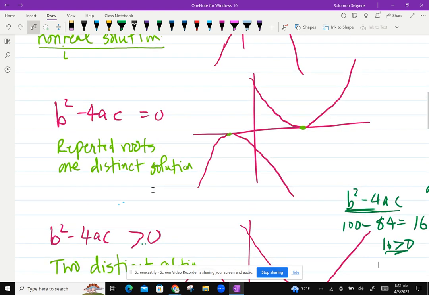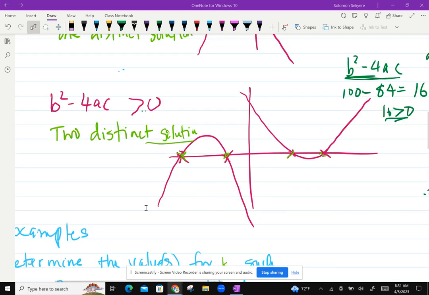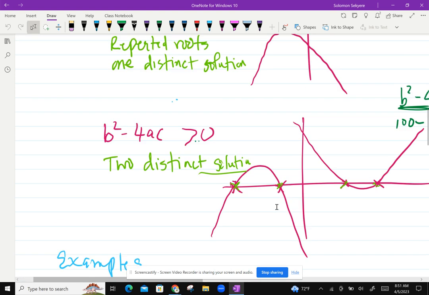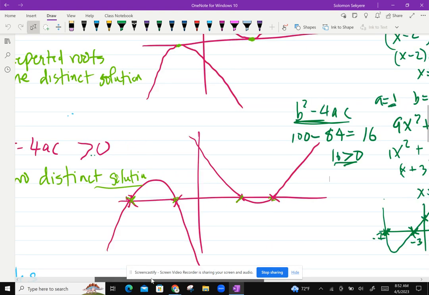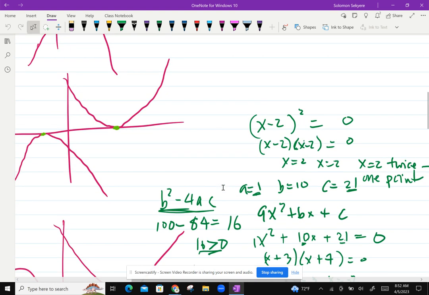We can also have a situation where the discriminant is equal to 0. What happens? Pay attention to the graphs: what it looks like when the discriminant is greater than 0, and what if it's equal to 0? What's the nature of the graph? When it's equal to 0, you're going to have one solution only. The graph is just going to touch the x-axis.